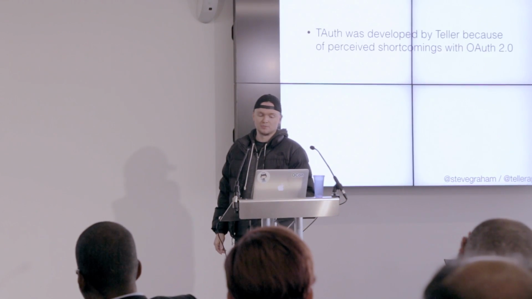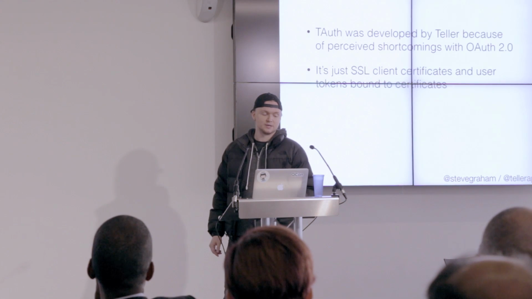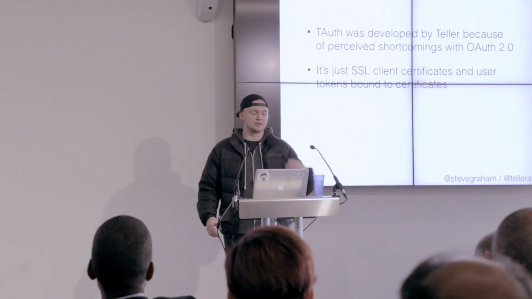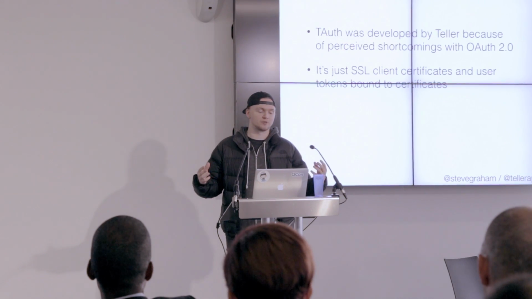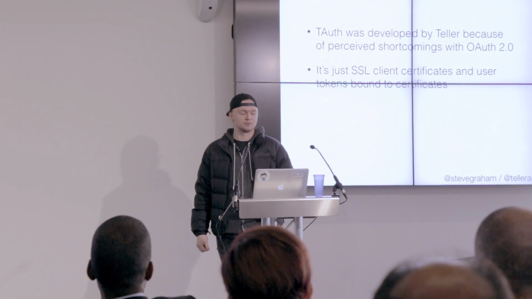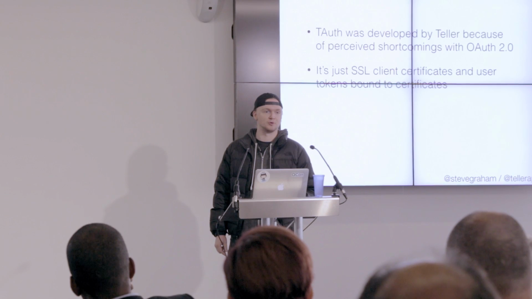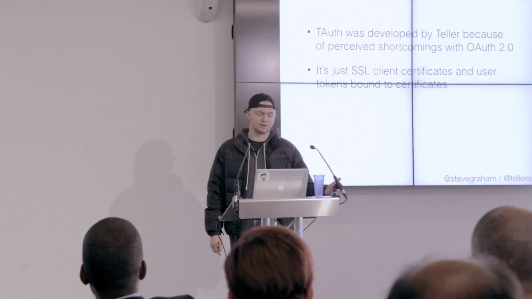So it was developed obviously because of the perceived shortcomings of OAuth 2. It's really simple. It's just SSL client certificates. That way the client verifies the server, and the server verifies the client. It's called mutual verification. So you can know that both peers have verified each other in the SSL handshake, and the connection isn't being man-in-the-middled by a third party. And the tokens you get are bound to the certificate and private key of the developer.